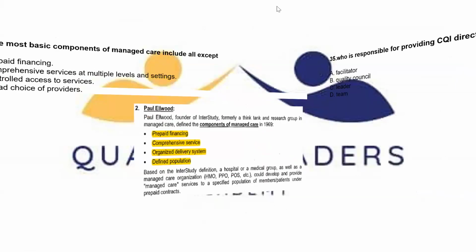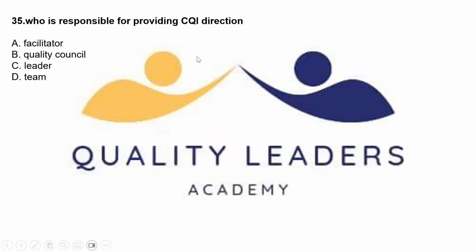Number 35, who is responsible for providing the continuous quality improvement direction? A, facilitator. B, quality council. C, leader. D, team. What's the answer? Dr. Gulam? Leader. Okay. Who else has the answer? C.